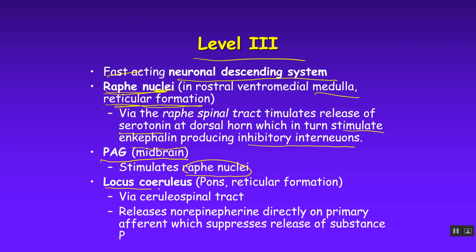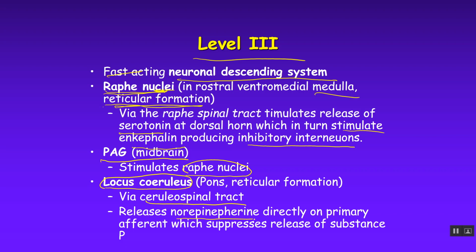Then we also have a structure called the locus coeruleus. Locus coeruleus is in the pons primarily, and it's also part of the reticular formation. Just like the raphe nuclei is also part of the reticular formation, but it's in the medulla. The locus coeruleus is up in the pons. And it sends its signal down a tract called the coeruleospinal tract. So there's a raphe spinal tract and there's a coeruleospinal tract. It starts in the locus coeruleus and goes down to the spinal cord to do a similar function, to cause inhibition. But it does it a little differently.